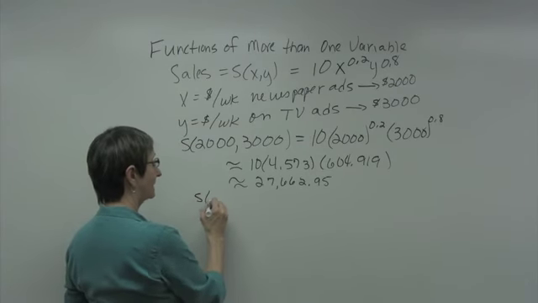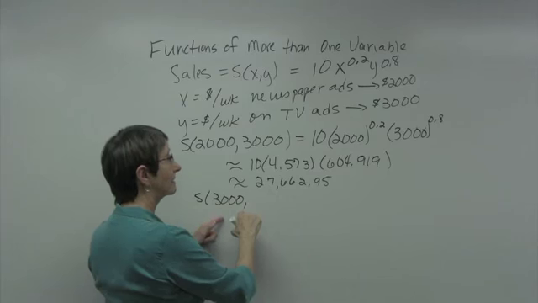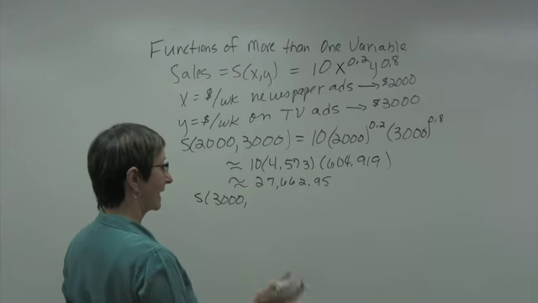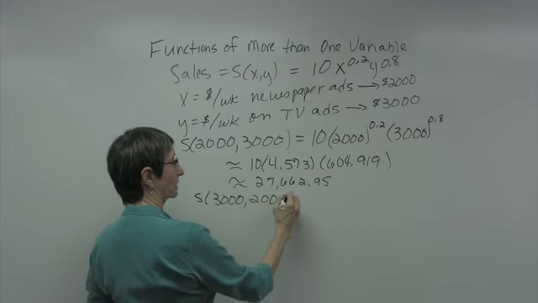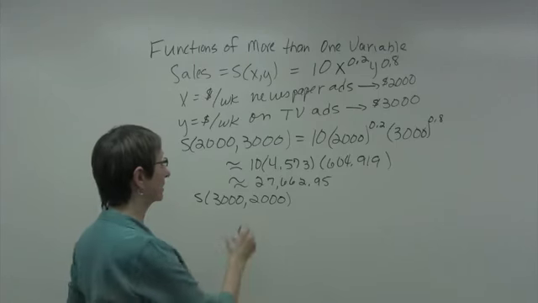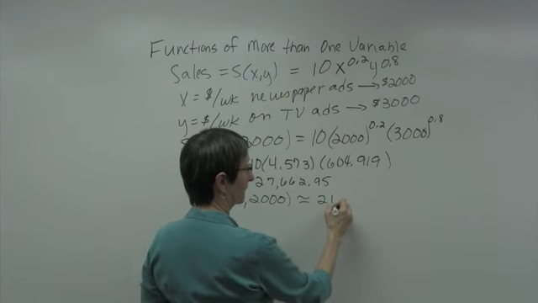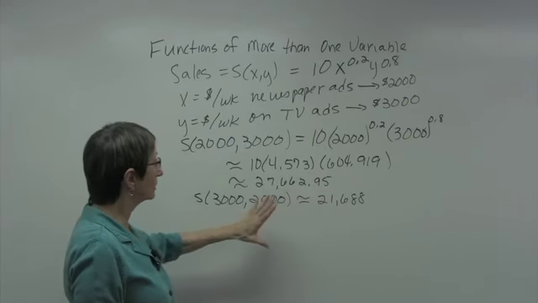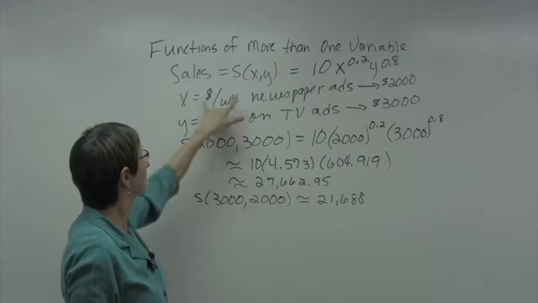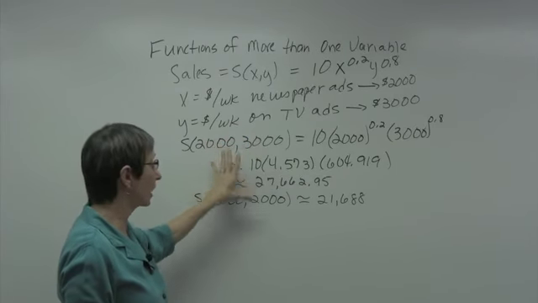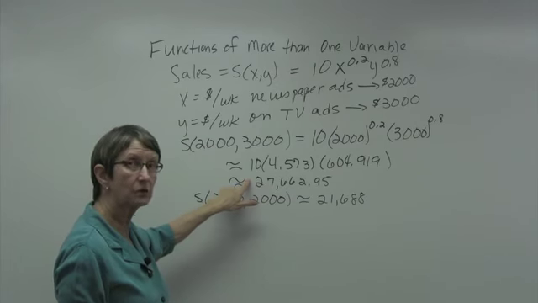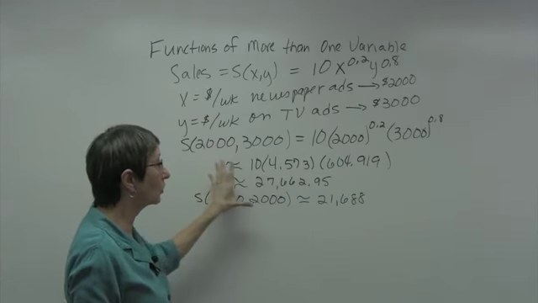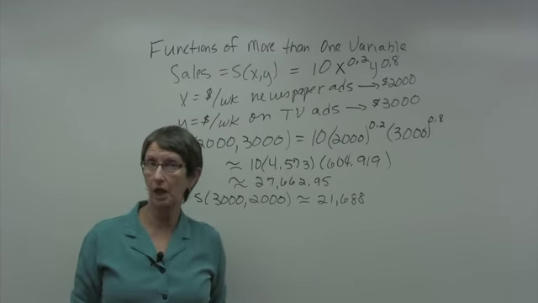Suppose they flip that and they decide to see what happens if $3,000 is spent on newspaper ads and $2,000 is spent on television. So we're spending less on TV this time and more on newspapers. Well, that value turns out to be $21,688, rounded to dollars. So it looks like for a $5,000 budget, both are $5,000 total, it makes much more sense to spend more on television ads than on newspaper ads. This is just in general what your function of several variables could look like.